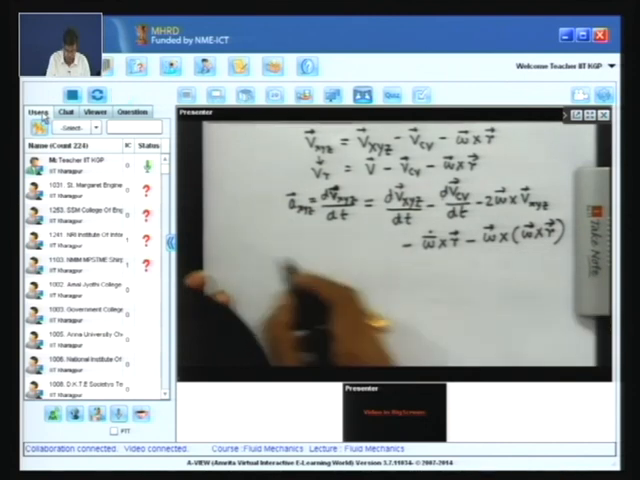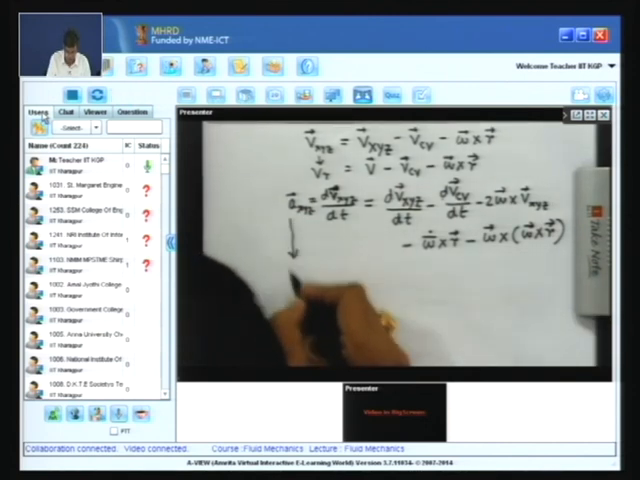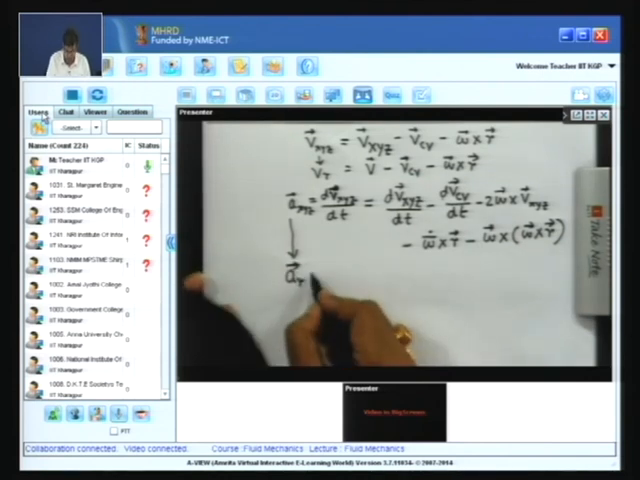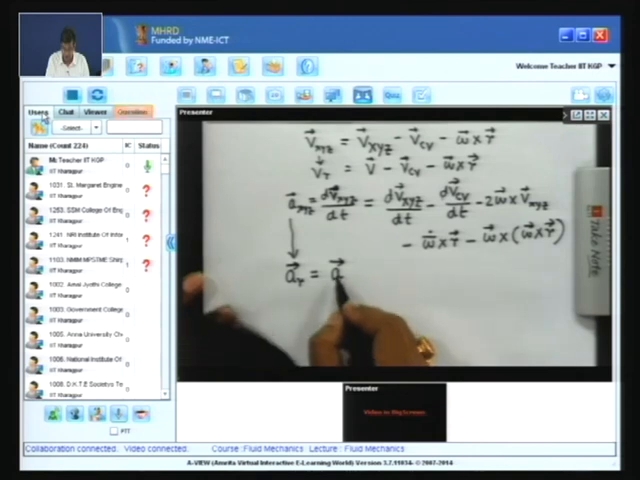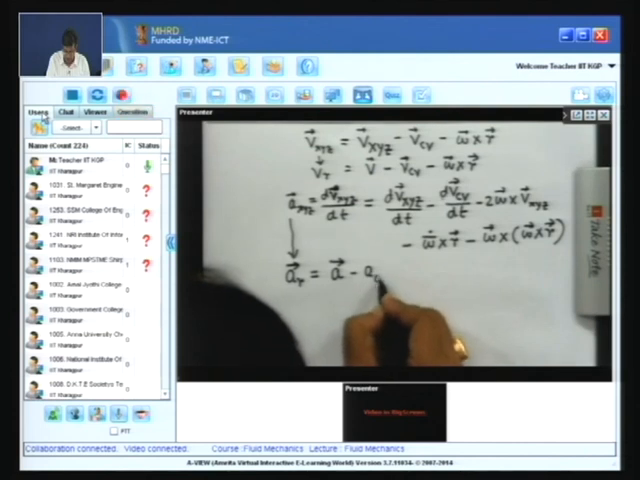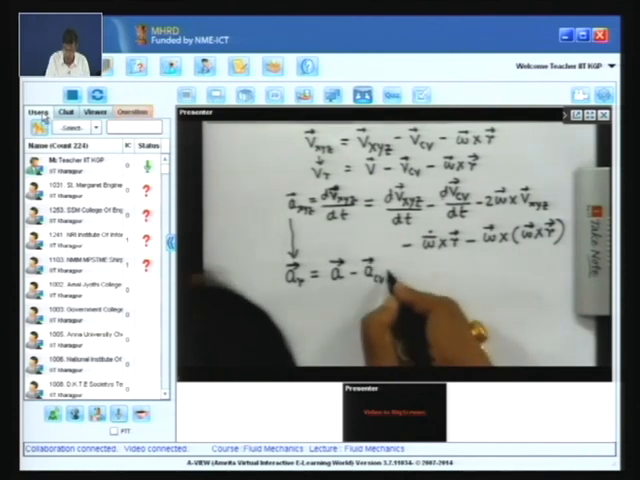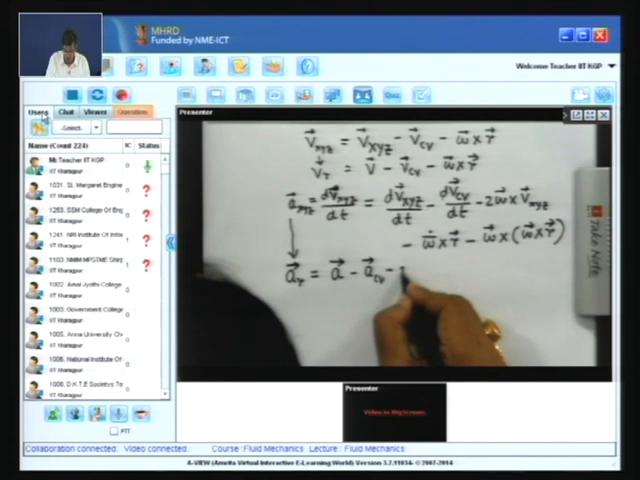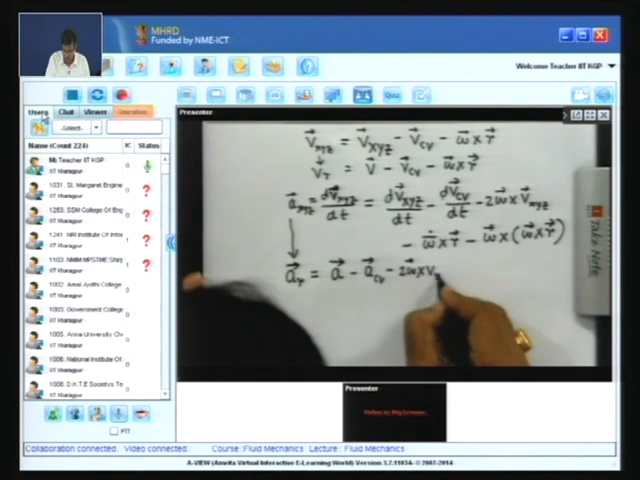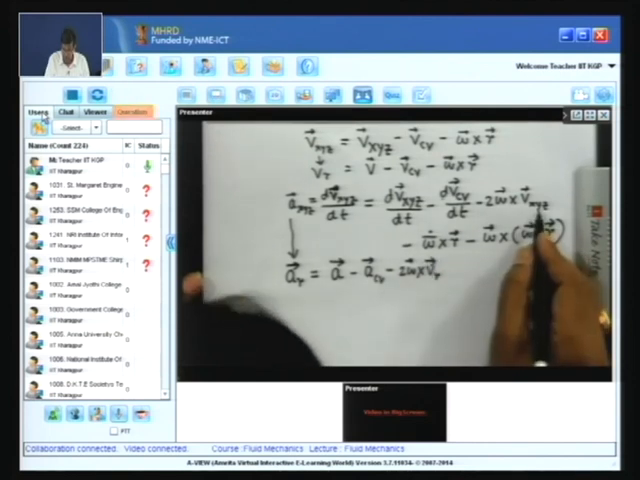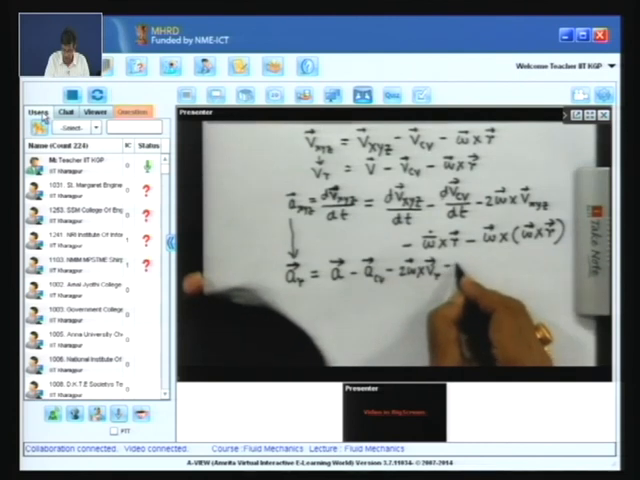So now we can write, in our nomenclature, this is the acceleration relative to the control volume. That becomes equal to the acceleration with respect to an inertial frame of reference or static frame of reference, the actual or absolute acceleration, minus the acceleration of the control volume, minus 2 omega cross V_R, the relative velocity with reference to the moving frame of reference, minus omega dot.